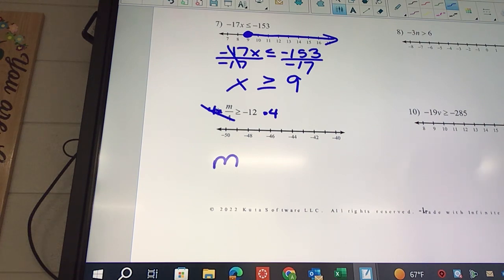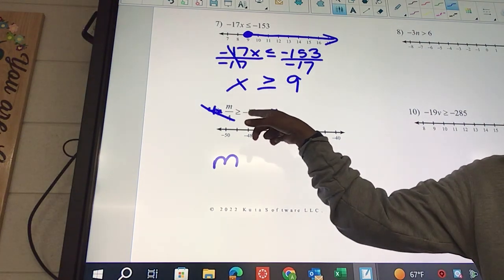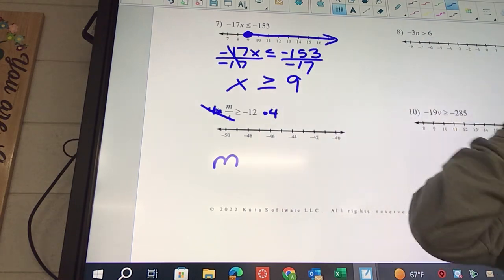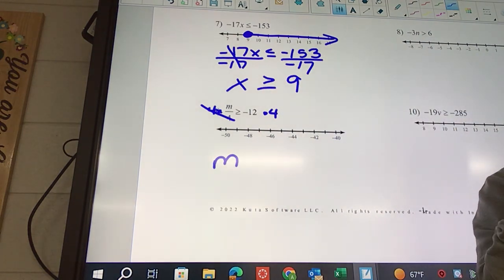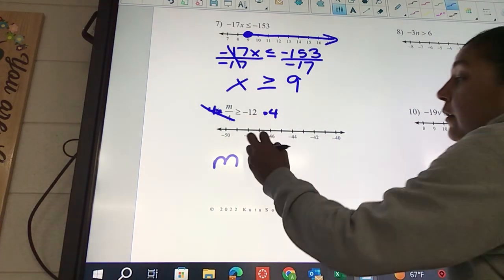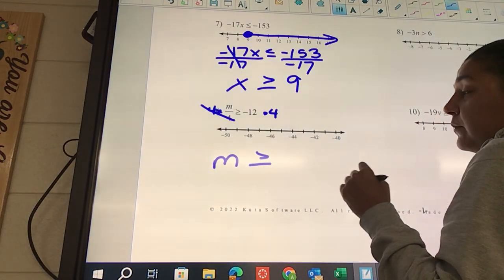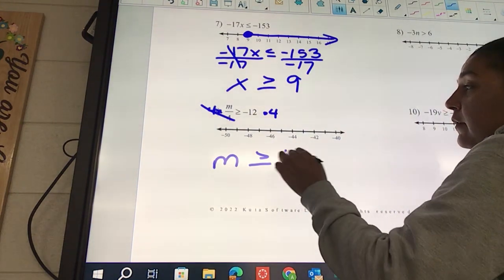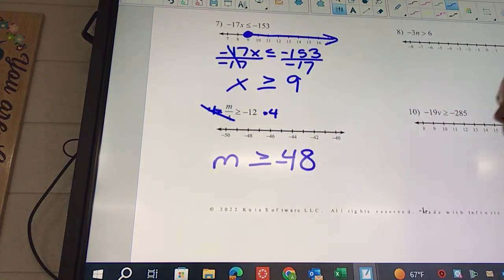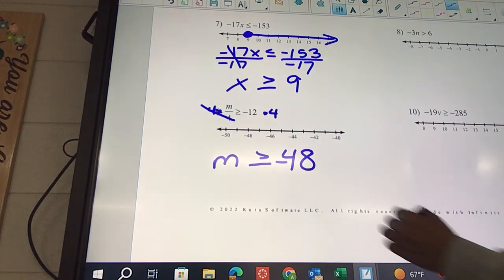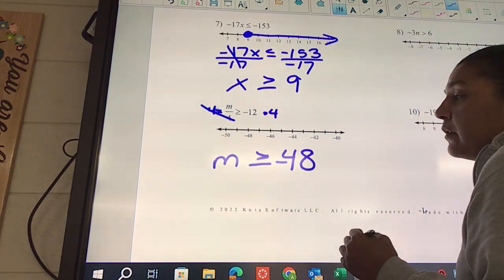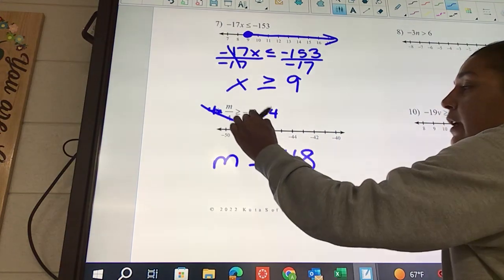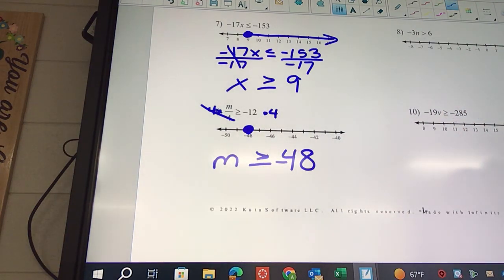Okay, so even though the 12 is negative, we're looking at what did we do? We did the 4. Is the 4 positive or negative? Positive. It's positive, so we do not have to flip. And that's going to be something. Negative 48. Okay, on the 48, is that going to be open or closed? Closed. And this says m is what? Bigger. So which way am I going to go? To the right.